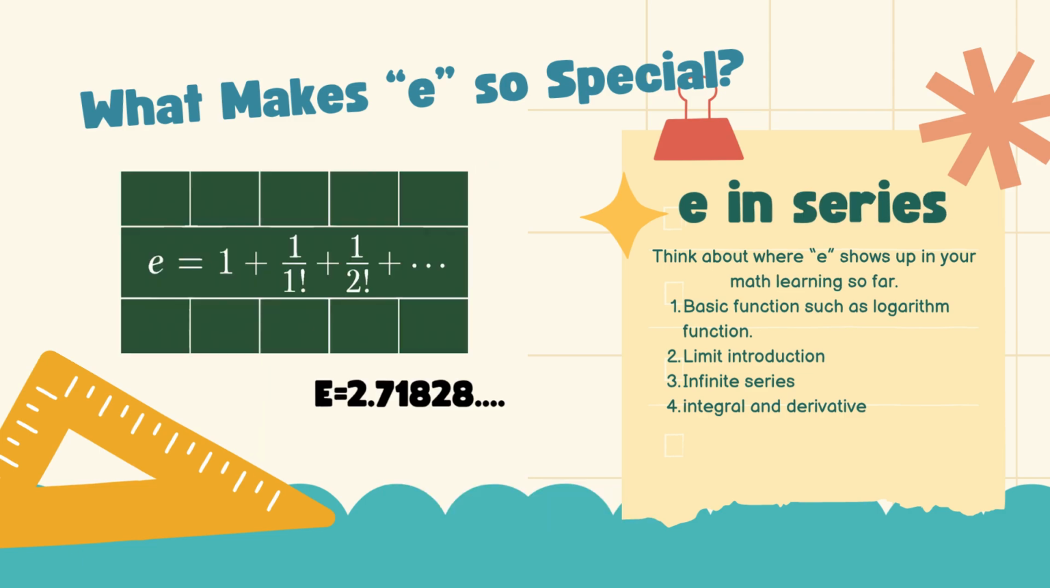Some series representations of e are: e equals 1 plus 1 over 1 factorial plus 1 over 2 factorial plus 1 over 3 factorial, and so on. Another way to represent e in series is e equals 1 divided by the sum of 1 minus 1 plus 1 half minus 1 sixth plus 1 24th, and so on. There are many more series involving e.